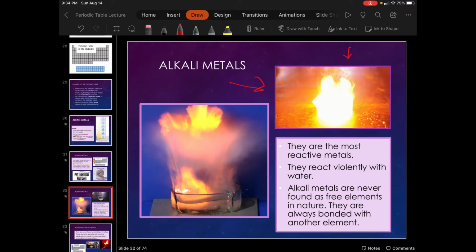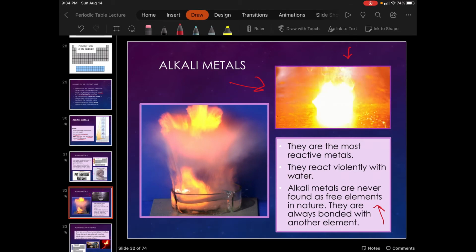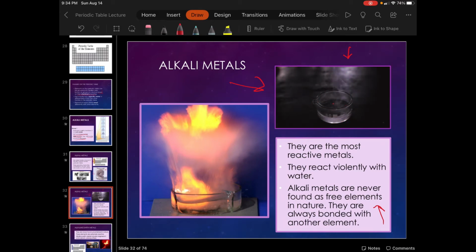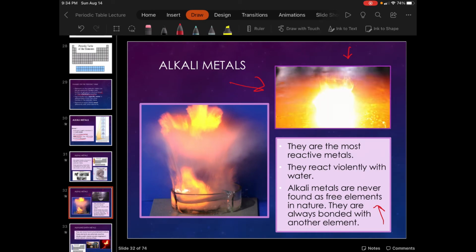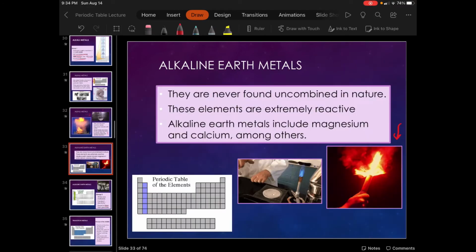The most reactive metals, they react violently with water. Here's what you do need to know specifically. They're never found as free elements in nature. They're always bonded with another element. So these alkali metals are never found in nature just free. They're always bound to another element.